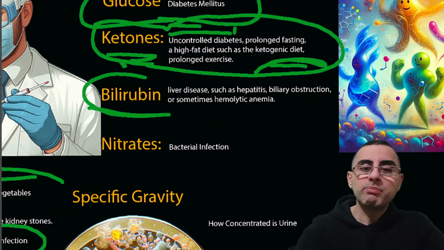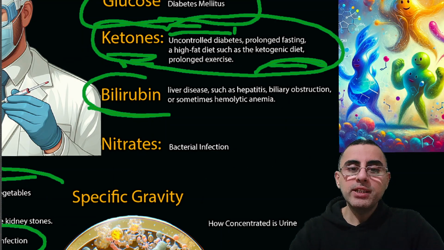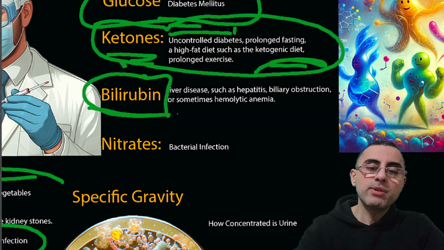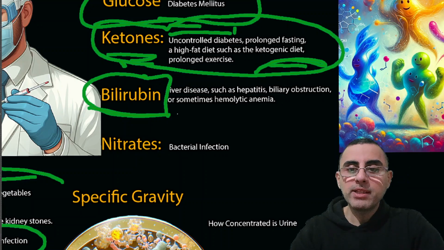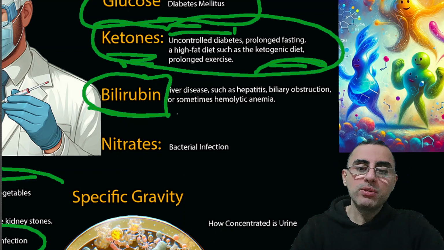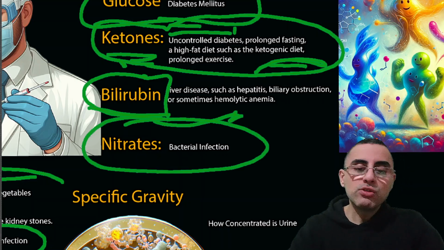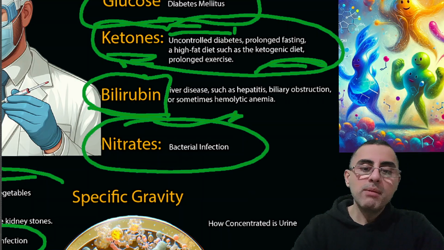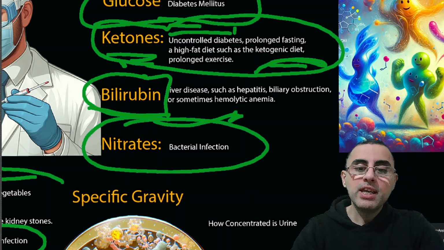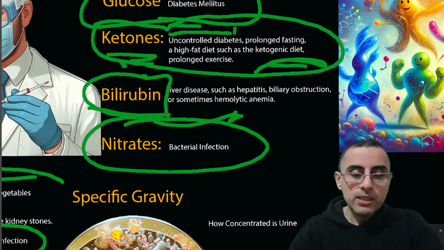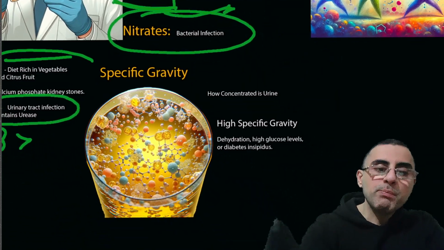Bilirubin also should not be present in the urine, and if it is in the urine, it means liver disease such as hepatitis or biliary obstruction, or sometimes hemolytic anemia also. And nitrites should not normally be present also, but if they are present, then it can indicate bacterial infection, because some bacteria create these nitrites.